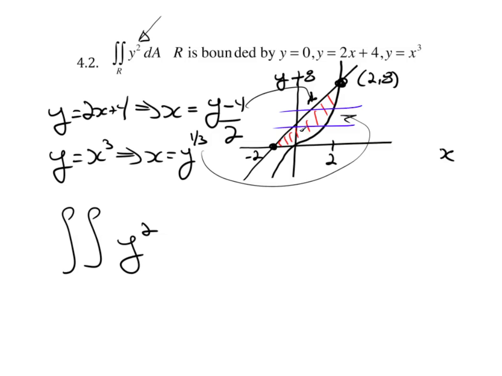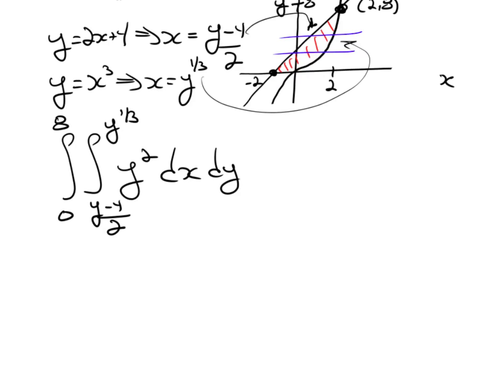So first, I want to integrate this way with respect to x. So this could be dx, and it's going to go from (y minus 4) over 2 up to here, which is y to the 1/3. And then dy, and y is going to go from 0 to 8. So that's what I'm going to be integrating. So like usual, I'm going to grab this piece and work just with that.